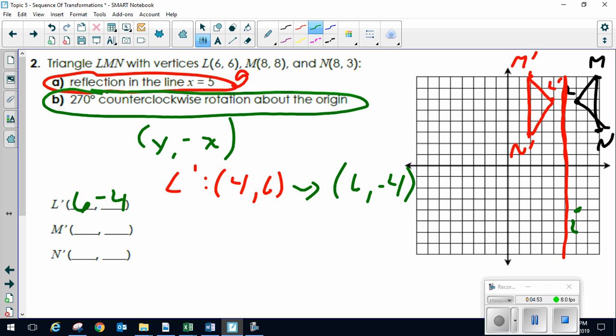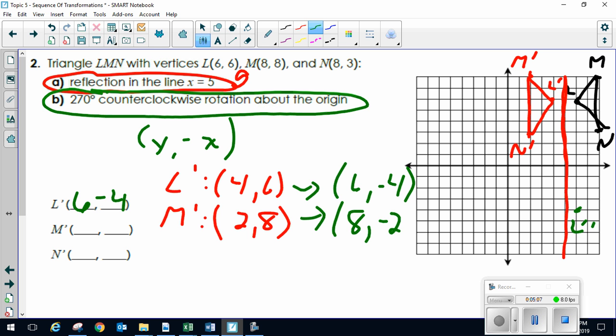Should be right there. Okay. Then M prime. Well, M prime is currently at 2, comma 8. So again, you're going to switch them. So 8, comma 2, and change the sign of the back one. So it'll be 8, negative 2. So there's my M double prime.